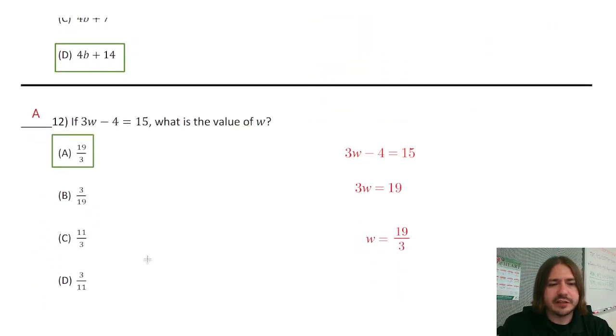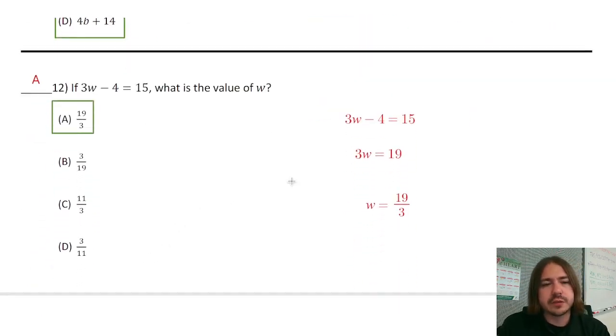Number 12 says if 3W minus 4 equals 15, what's the value of W? Starting with number 11, we're working more at these TSI style problems, less the CLEP. And what you'll probably notice is that these are a little easier. This one's very straightforward. It's just a solve for, usually solve for x, but in this case, solve for w kind of problem.